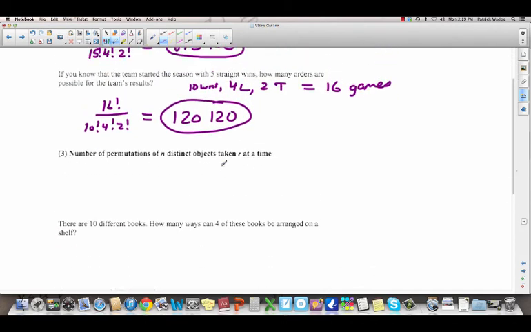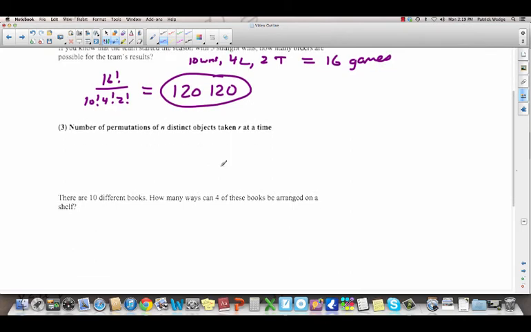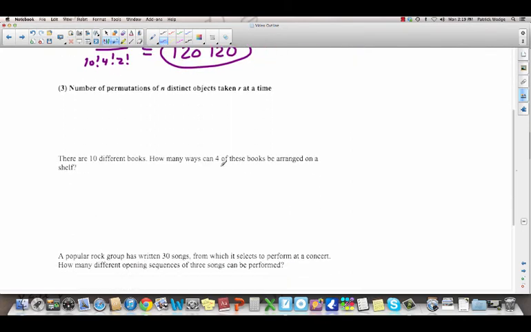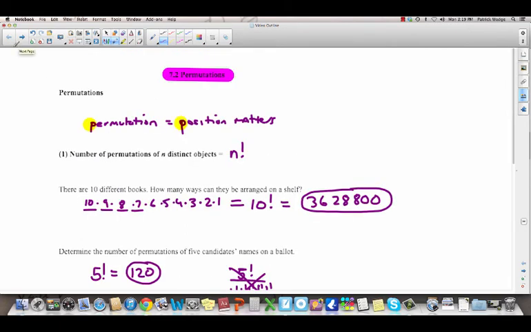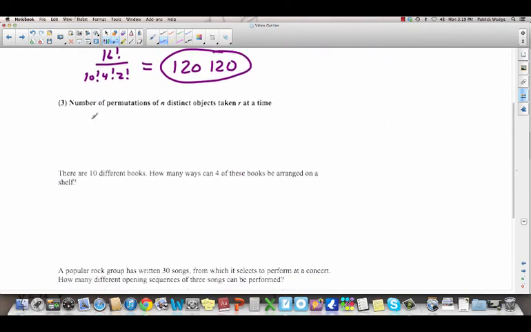Okay, the last type of question. What if you don't take all of them? Like again, remember our question with the books, the 10 books? Well, here's the question. What if there's still 10 books? This time they're all different again, just like the first question we did back here. Right? There's 10 different books, but this time instead of arranging all 10 on a shelf, we're going to arrange some of them on a shelf. We're going to only arrange 4 of them on a shelf. How do you do that sort of question?